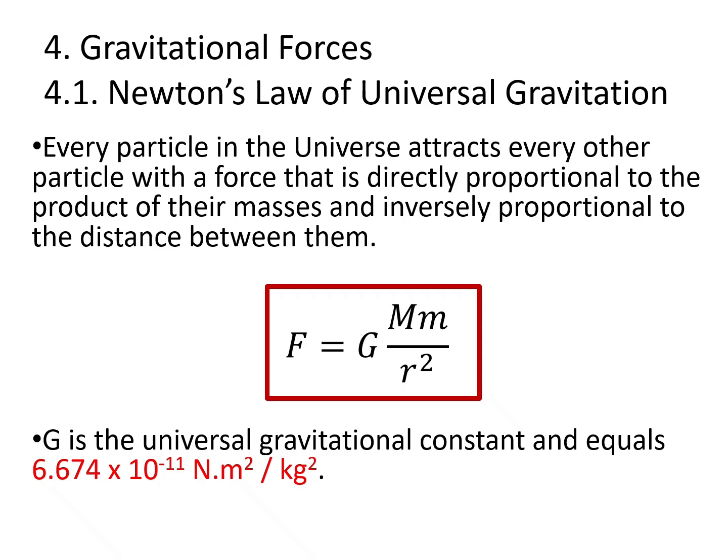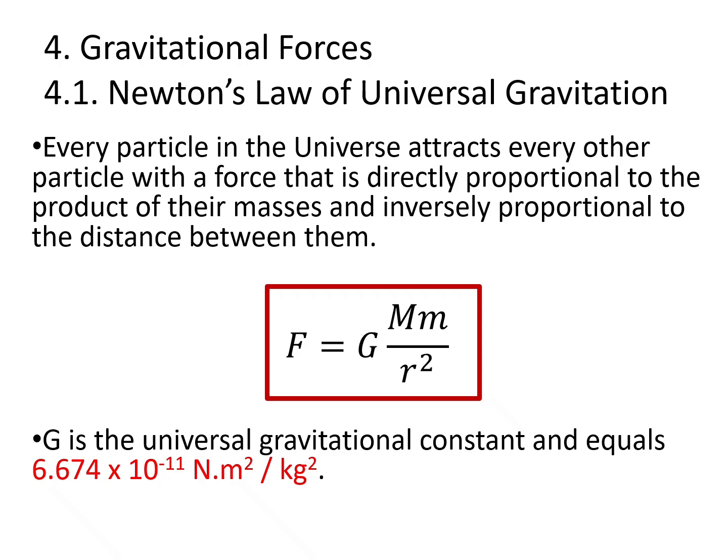The equation tells us two important relationships. First, gravitational force is directly proportional to the product of the masses. If either mass increases, the gravitational force increases. Second, gravitational force is inversely proportional to the square of the distance. If the distance gets larger, the force gets smaller very quickly.